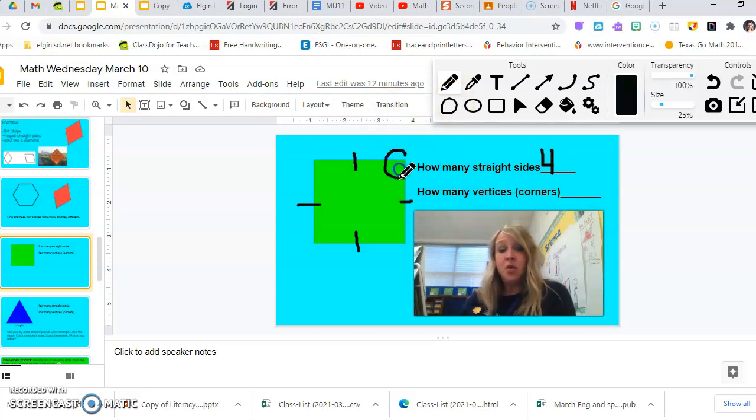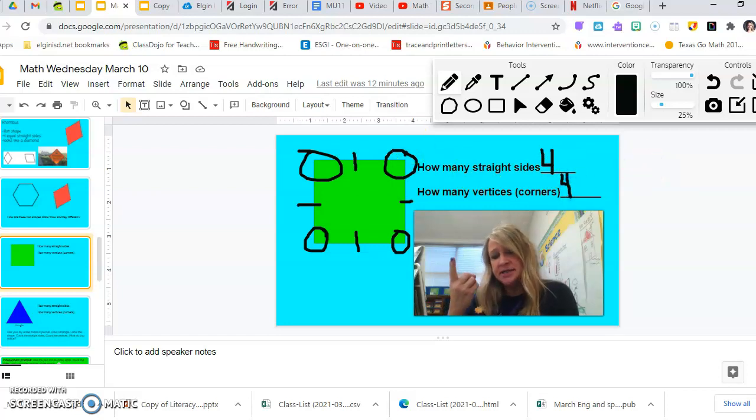Let's see. 1, 2, 3, 4. You were right. It does have 4 straight sides and 4 vertices. What do you notice about how many sides and how many vertices there are? Are they the same? Yes, they are. It has 4 sides and 4 vertices.